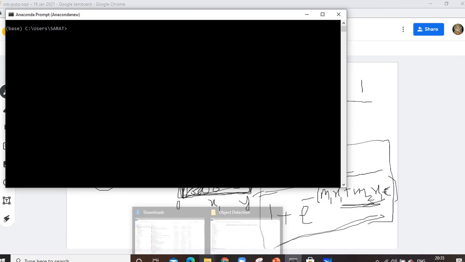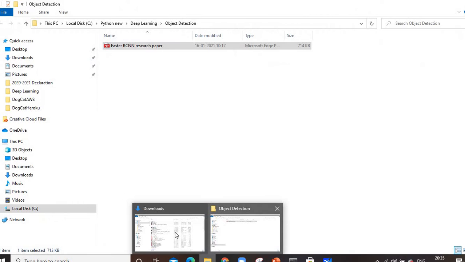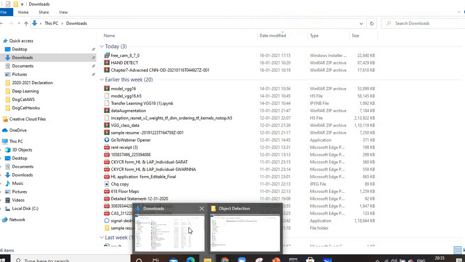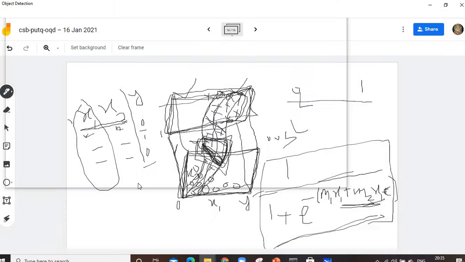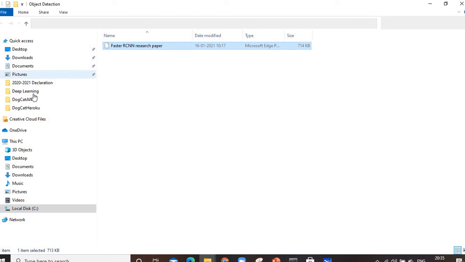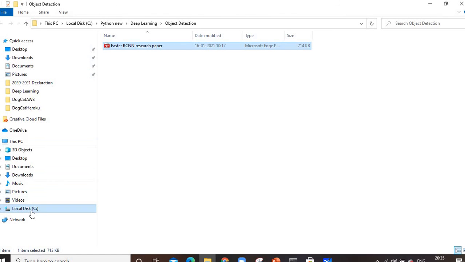So this is object detection. Okay, and I want to go to my folder first. Just 1 minute. Python new.